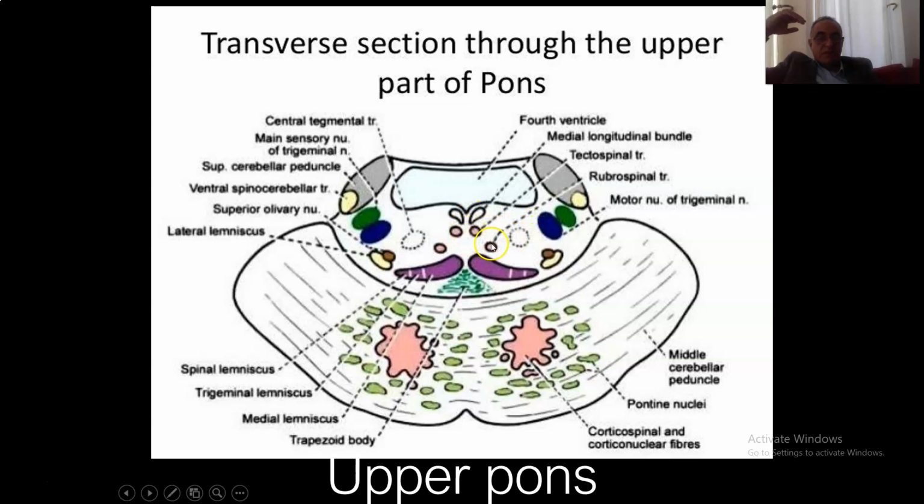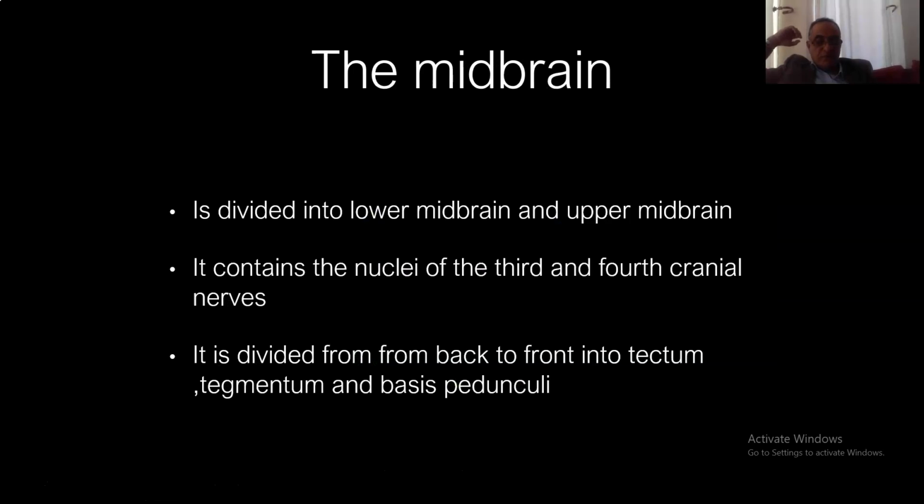And we'll find the two nuclei of the trigeminal nerve we are talking about, which is the motor nucleus of the trigeminal, which is supplying the muscles of mastication, and we have the main sensory nucleus, which is carrying touch from the face. So the medulla carried the spinal nucleus of the trigeminal. Here we have the motor nucleus and the main sensory nucleus carrying touch from the face.